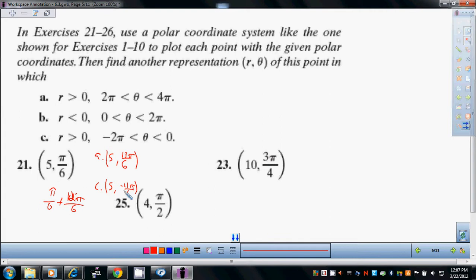It wants a negative radius, so you know it's going to be negative 5. Let me tell you this. A negative radius does what on the unit circle? Flips over the origin. That's right. What's directly opposite of pi over 6? No, I mean on the unit circle. What's directly opposite? 7 pi over 6. So that's all you have to do for that one.